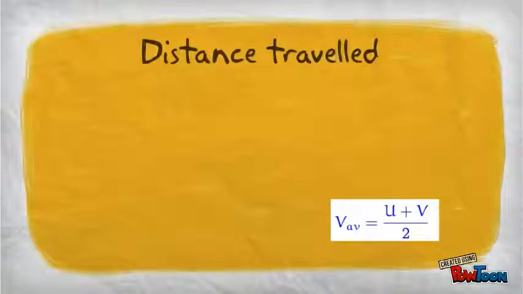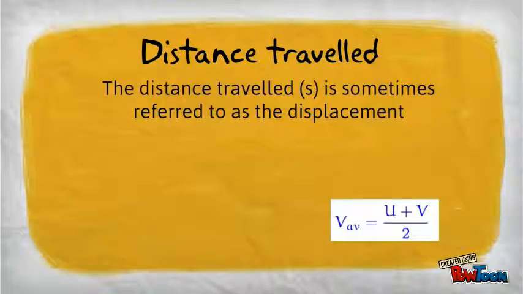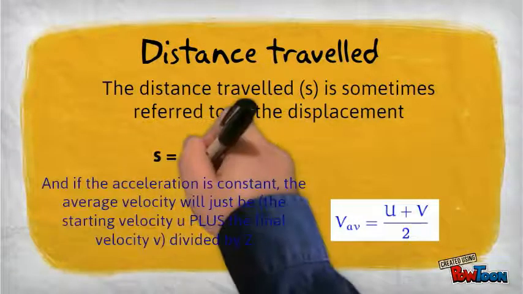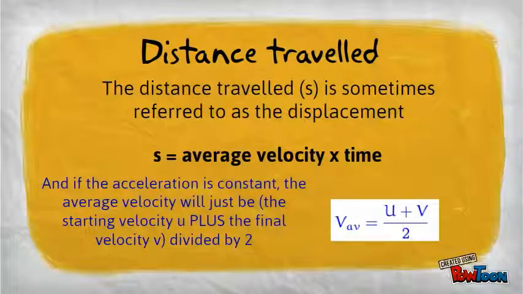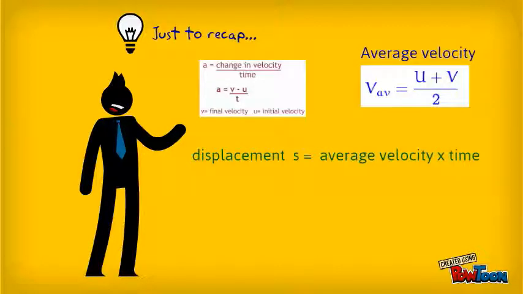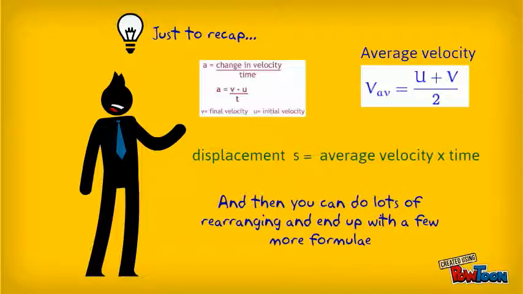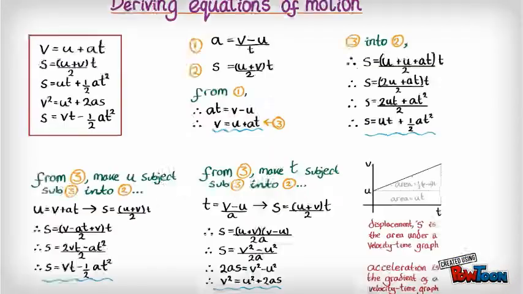The distance travelled is sometimes referred to as the displacement, and the displacement will be the average velocity multiplied by the time. If your acceleration is constant, the average velocity will be easy to find. We just add the final velocity to the initial velocity and divide it by 2. So just to recap, those are your equations. And then you can do lots more rearranging and end up with a few more formulae.